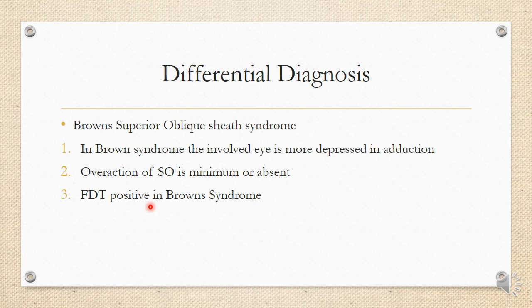In inferior oblique palsy, the globe will move freely all over the place, whereas the test will be positive in case of Brown syndrome. You will find a restriction. When you try to move the globe, you will find that there is a restriction which is not allowing the globe to move freely.